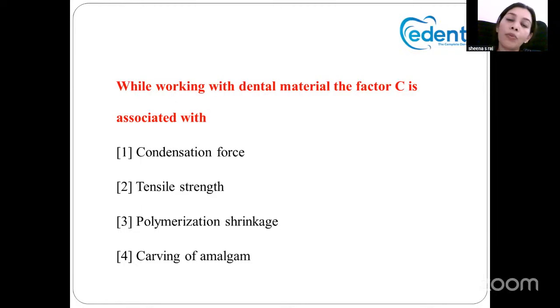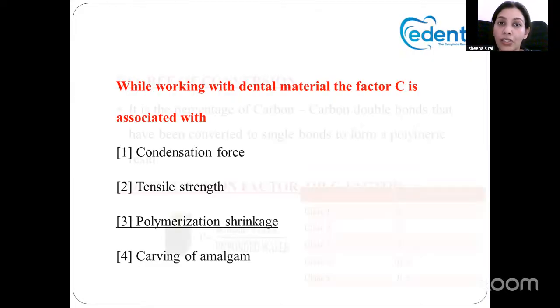And various problems with polymerization shrinkage include microleakage and secondary caries. So all those are common problems that have been associated with composites. Okay, so the answer is polymerization shrinkage.